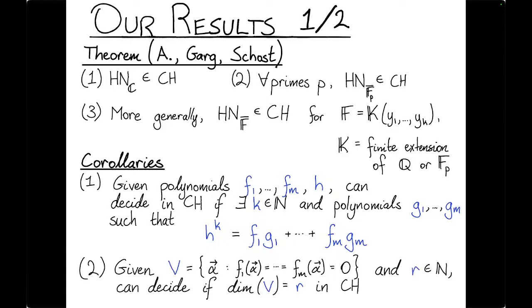Another thing we can do is, if I give you an algebraic variety given by its equations, and I give you some number r, you can decide in the counting hierarchy if this variety is r-dimensional. So you can compute dimensions of algebraic varieties. You might think of this as a proxy for how big the solution set to your polynomial equations is. So this is our first batch of results.